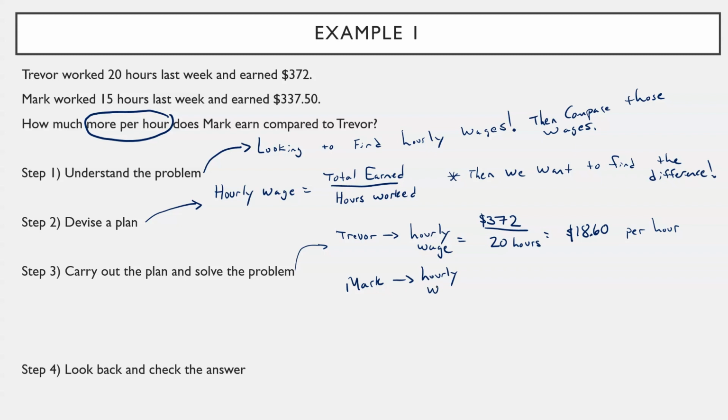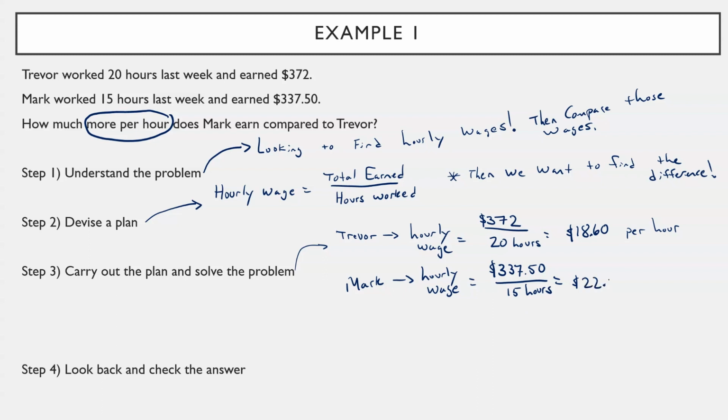Mark's hourly wage. Let's see how much Mark made. All right. Well, Mark made less total. He made $337.50, and he worked 15 hours. So grab a calculator and just do that quick division. Go 337.50 and divide it by 15. And you'll see, even though Mark earned less total, he actually earned more per hour.